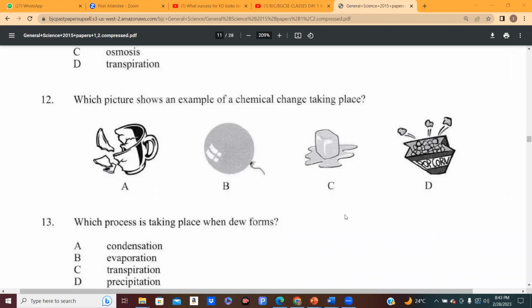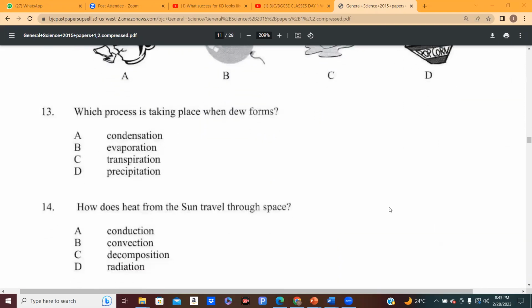All right, number 13 is going to be for Diamond. Which process is taking place when dew forms? This is for Diamond. Is it A, condensation, B, evaporation, C, transpiration, or D, precipitation?